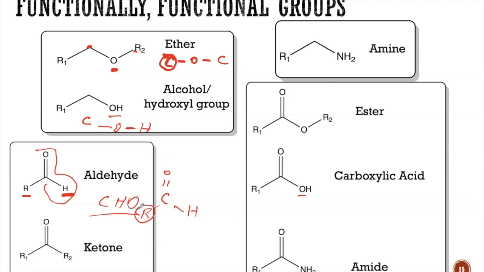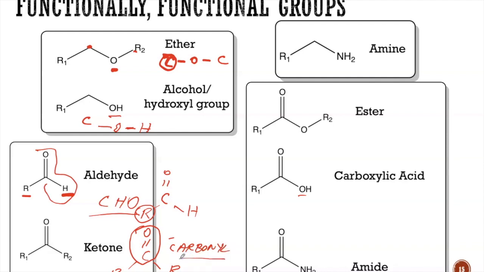The ketone, on the other hand, is characterized simply by the C double bond O attached to two other carbons. The single C double bond O species by itself is what we call a carbonyl.